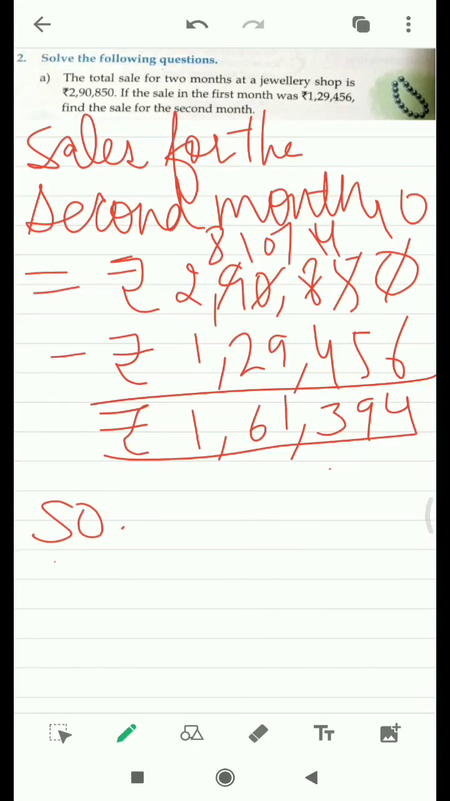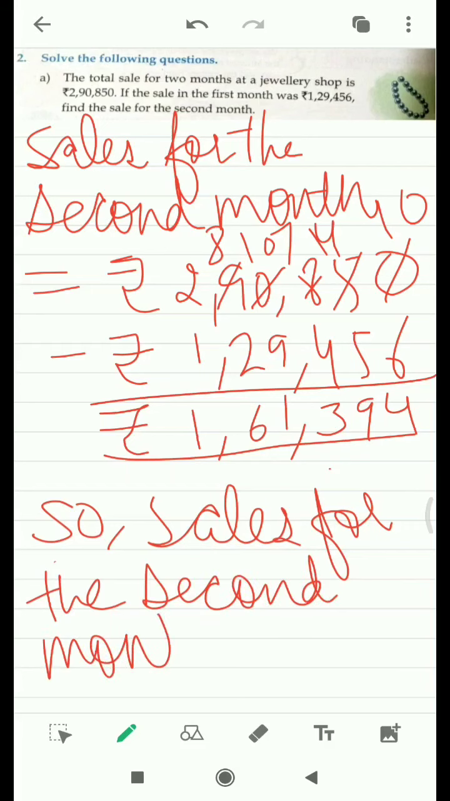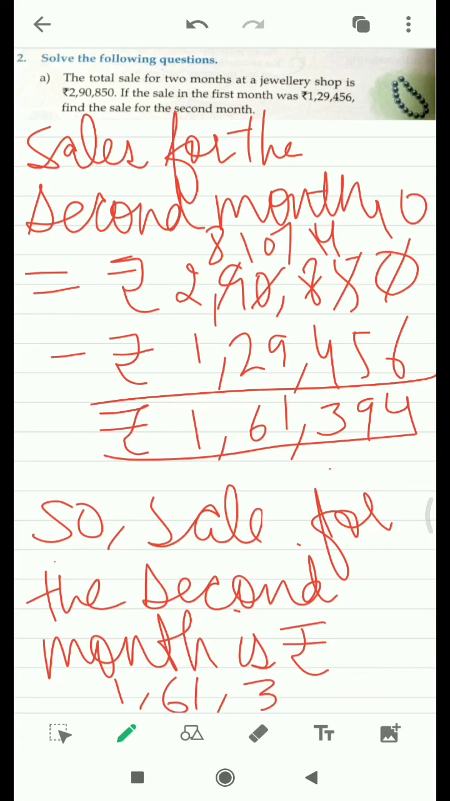So, sales, not the collection. Sales for the second month is rupees 1,61,394, and that's all.